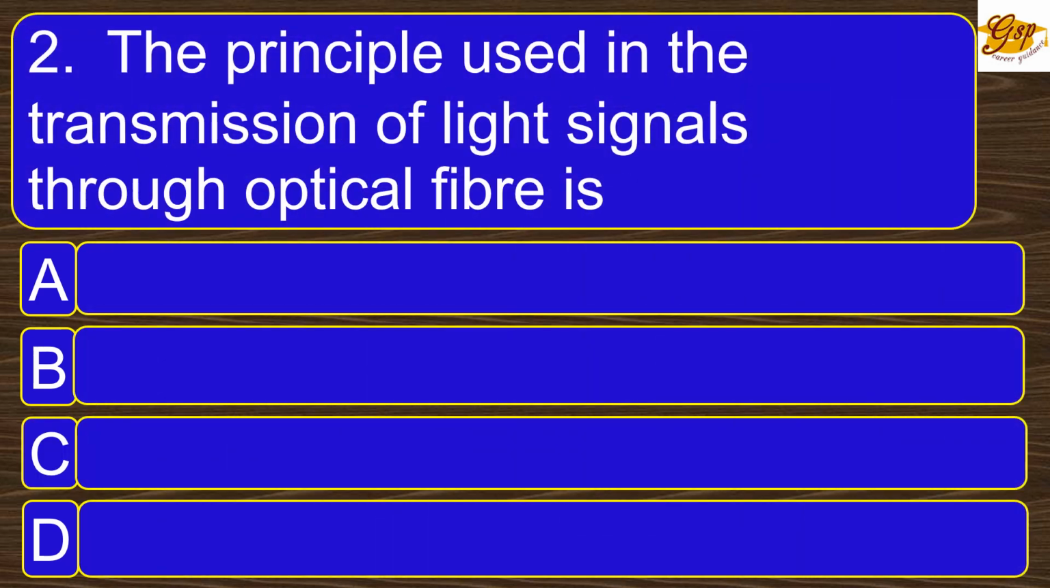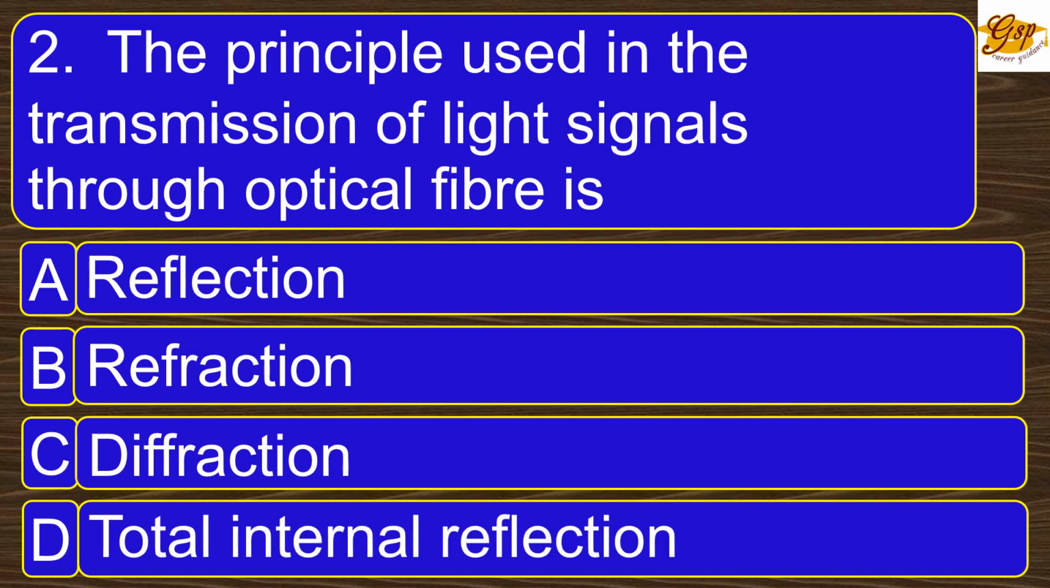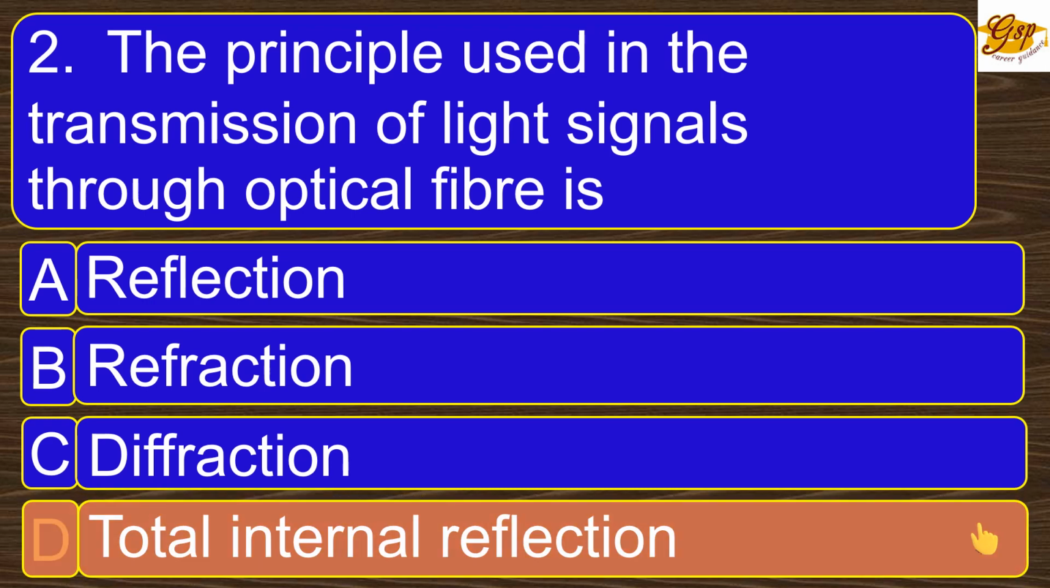Second question. The principle used in the transmission of light signals through optic fiber is: A, reflection; B, refraction; C, diffraction; D, total internal reflection. The correct answer is D, total internal reflection.